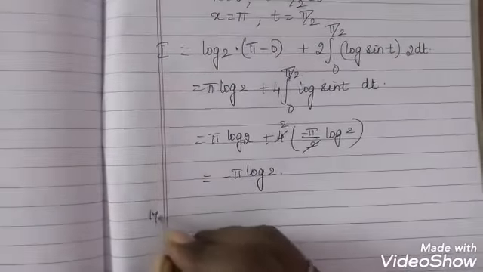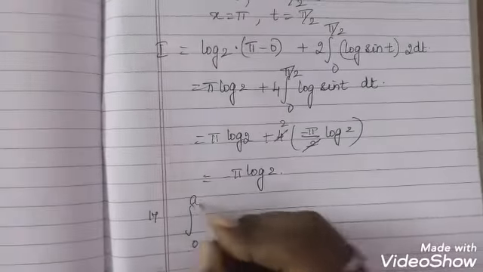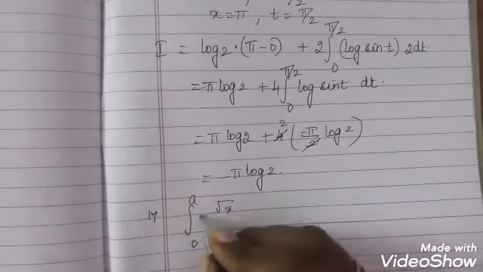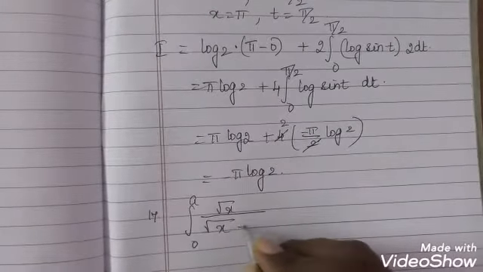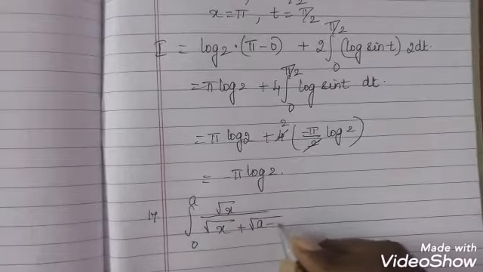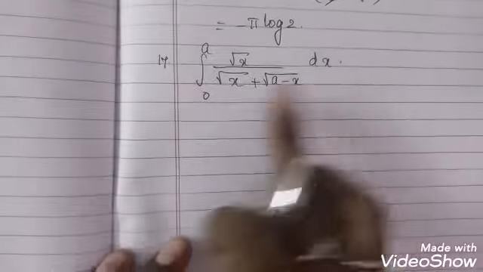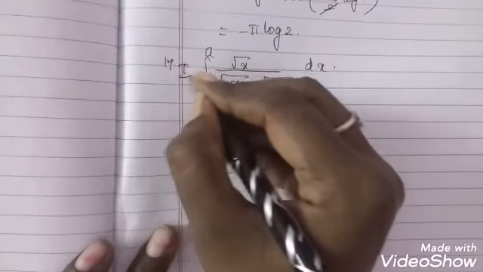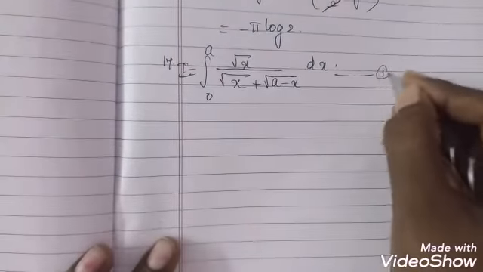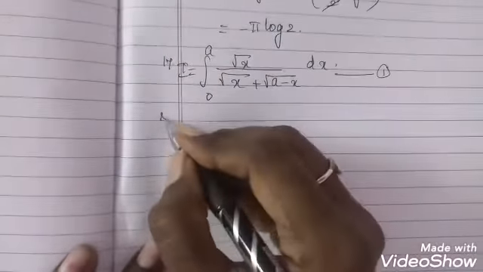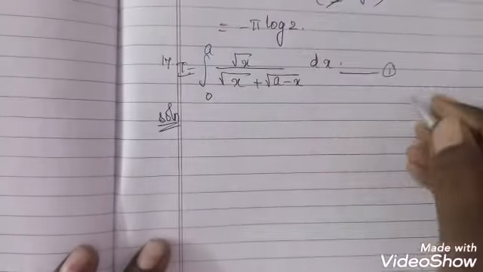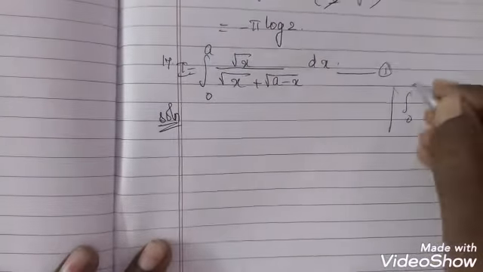Yes. Now here the 17th question: integral over 0 to a of root of x divided by root x plus root of a minus x dx. When you see this itself, you must be able to understand it's nothing but the property. I'll give a name I to this, and mark it as 1. So the solution by using the property, what is the property again if you write it here?